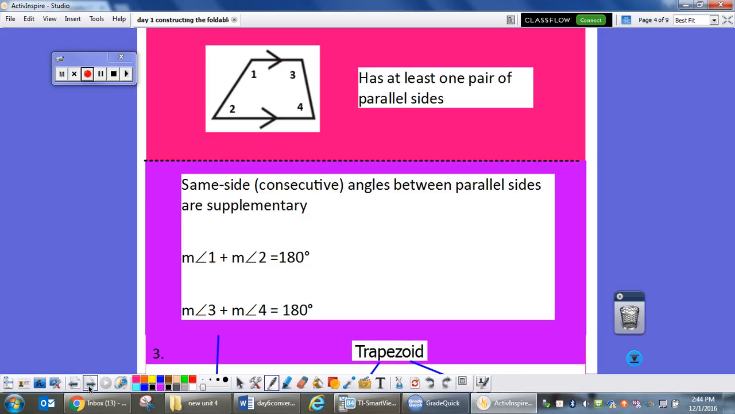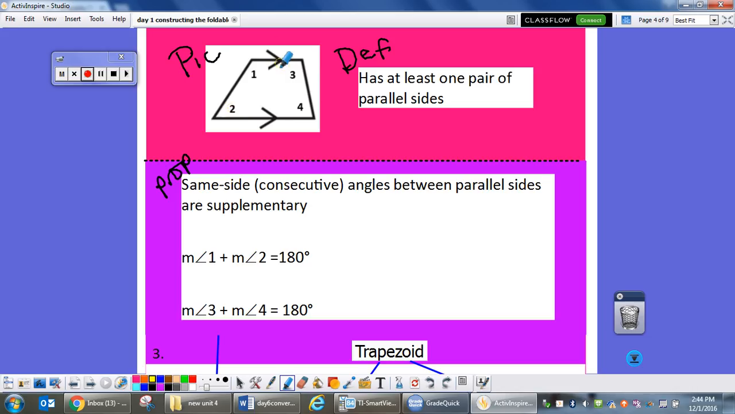So once you open up the trapezoid, you should have pink at the top and purple at the bottom. Okay? So again, you're going to put your picture, your definition. So I'm just going to put a P for picture, and a definition, and then you have your properties.